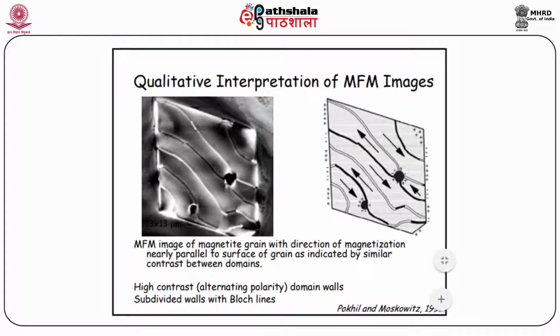Qualitative interpretation of MFM images. Here, MFM images of a magnetite grain are given, with the direction of magnetization nearly parallel to the surface of the grain, as indicated by smaller contrast between domains. High contrast alternating polarity domains, walls, and subdivided walls have been given in these black lines. Magnetization nearly parallel to the surface of grains, as indicated by similar contrast between domains, has also been given.